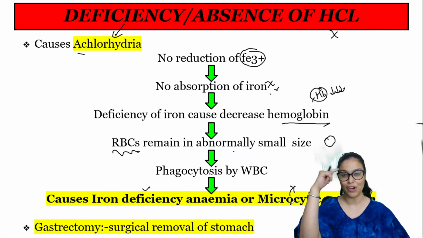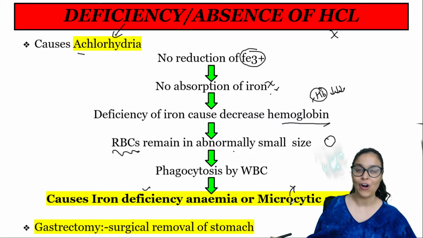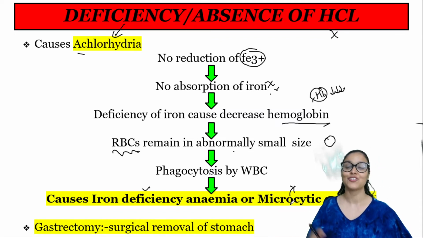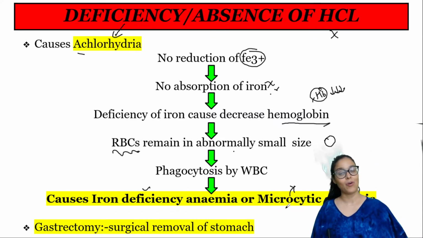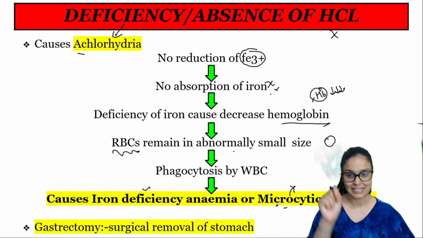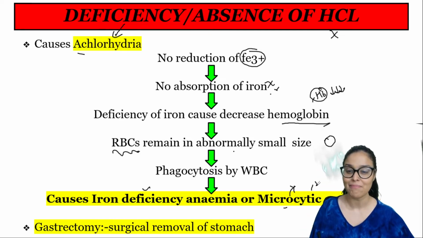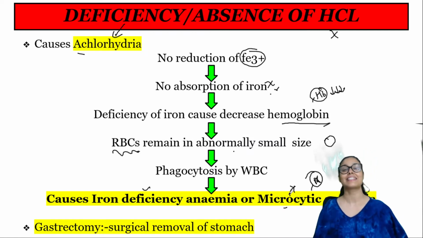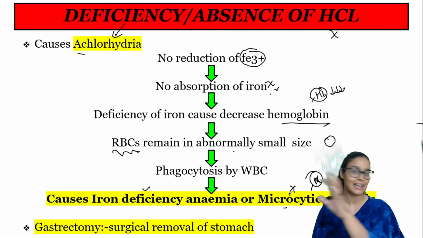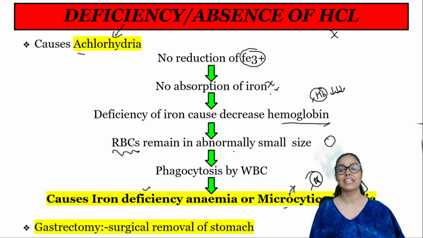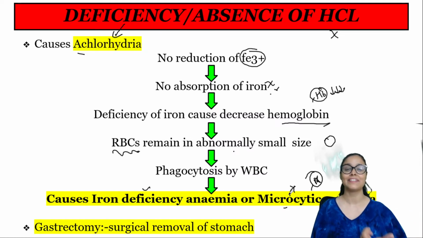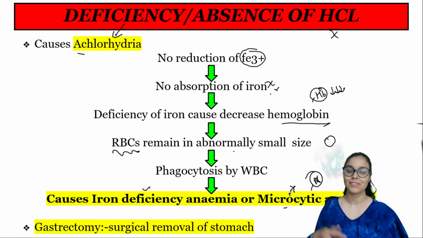Can you use your brain to figure out why it is called microcytic anemia? Just because the RBC is small in size, cytic means cell. So it will be causing microcytic anemia. The cell becomes less in size, small in size, and WBC phagocytoses it, eating it up. Now what will happen? Iron deficiency anemia, right?